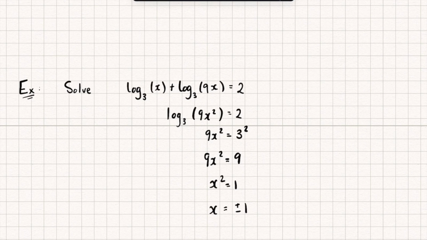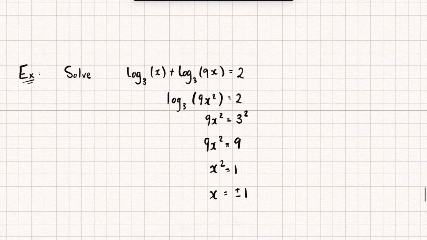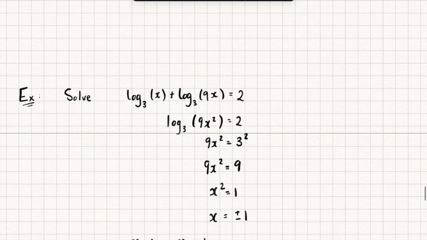And so the next question is, can I accept both of these solutions? And actually I can't. So I've got two solutions: I've either got x equals 1 or x equals negative 1. If we look back at the original equation we started with, can I calculate log base 3 of negative 1? Let me write that down. Can I calculate log base 3 of negative 1? Let's say that equals a number a.